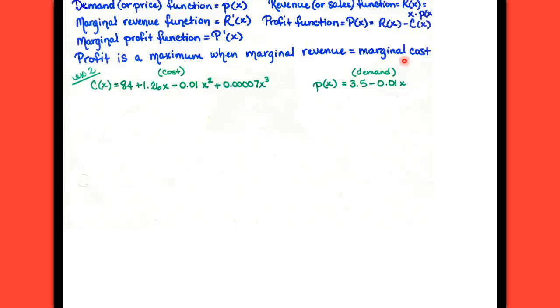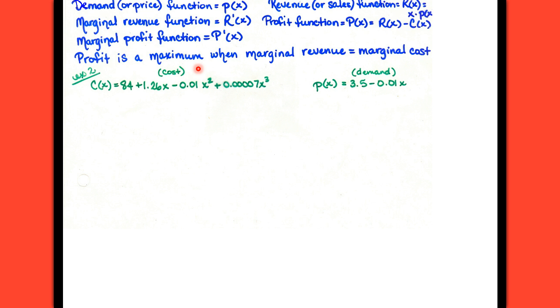So example number 2, it says determine the production level that will maximize the profit for a company with this cost and demand function. So they give me a cost function and they give me a demand function. If I want to maximize the profit, then I need to let marginal revenue equal marginal cost. Okay, well I have cost, so I could go ahead and find marginal cost. How do I do that?